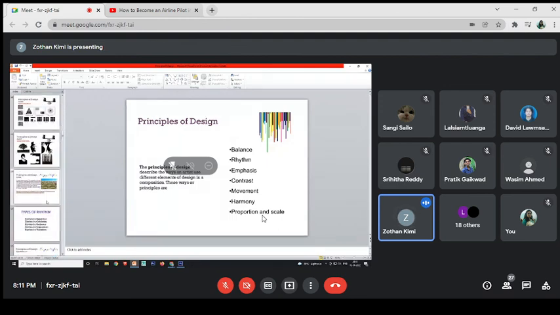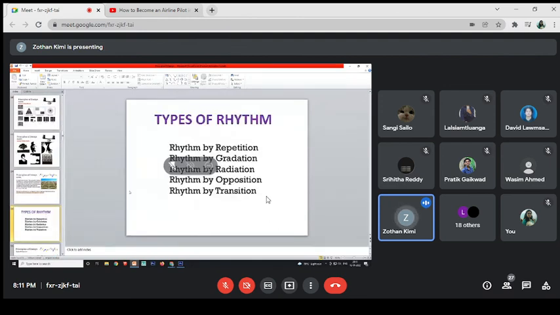And numbers 3, 4, 5, 6, 7 would be this. Please copy this down: rhythm by repetition, rhythm by gradation, rhythm by radiation, rhythm by opposition, and rhythm by transition. Please do not Google the pictures. It has to be taken by you. It has to be something around you, something that you've taken a picture of by yourself. So there will be 7 pictures composed in one file, and it'll have to be emailed. I'll share my email ID.